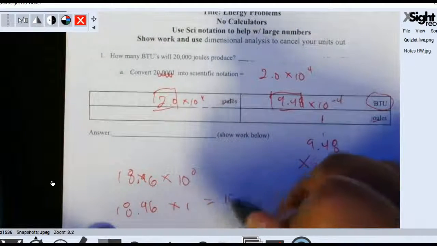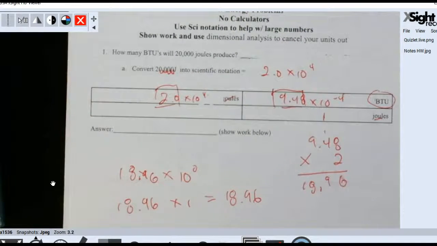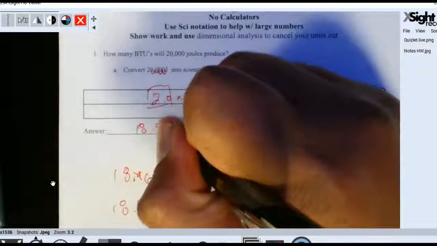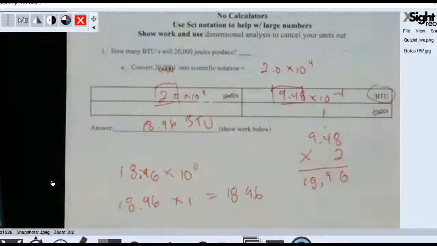18.96 times 1 is 18.96. And that's it. You don't need a calculator every time. Like I said, maybe it'll take you a little bit longer, but the math is not that complicated. You just need to make sure you're working in scientific notation, and it'll take care of a lot of your issues. So this is equal to 18.96 British thermal units. And that's it.